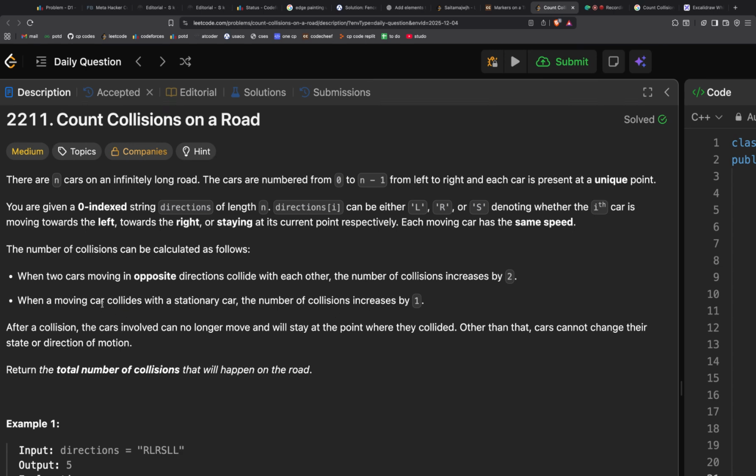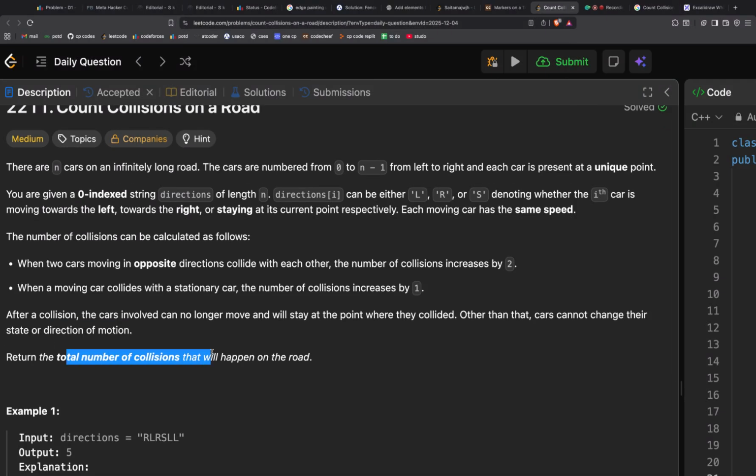So here the only collision is, let's say, our car is moving left towards a stationary car, then only the left-moving car is actually said to have a collision. The stationary car remains stationary. It isn't said to have a collision. So that is why the collisions are only increasing by 1 here. After a collision, the cars involved can no longer move and will stay at the same position where they collided. Other than that, the cars cannot change their state or direction of motion.